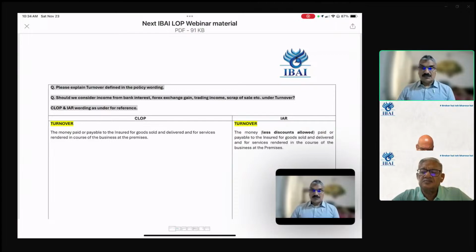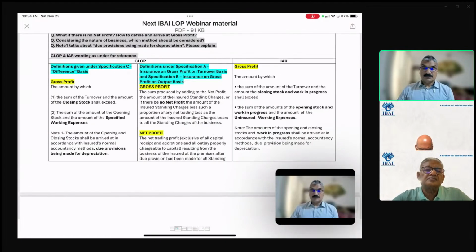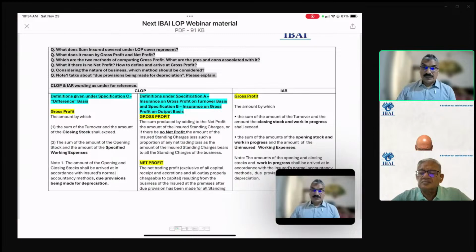If you don't do that, then you will be paying something which the client did not lose. So you will be violating the principle of indemnity, right? That is why we need to remove the variable cost from the turnover and arrive at the gross profit. Now we have these two methods.